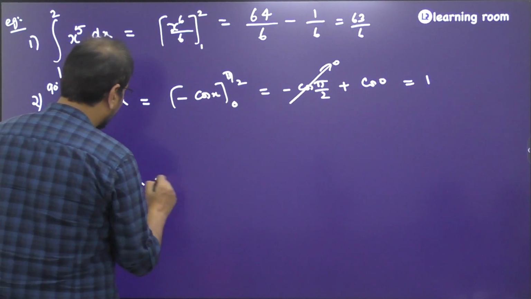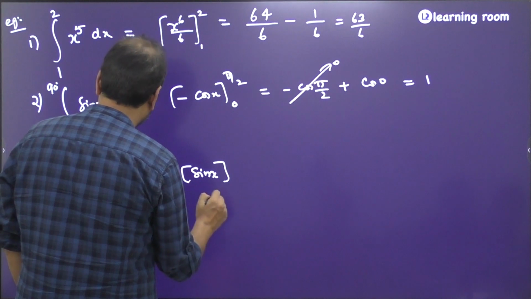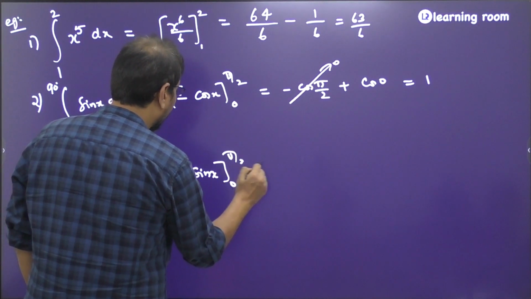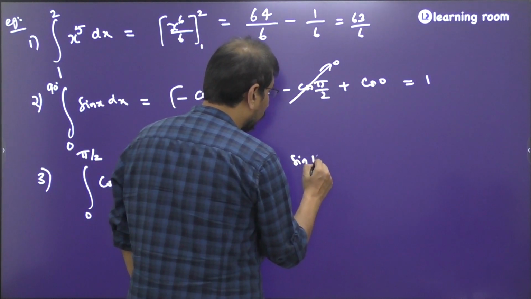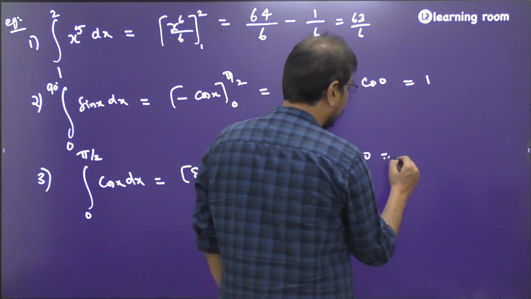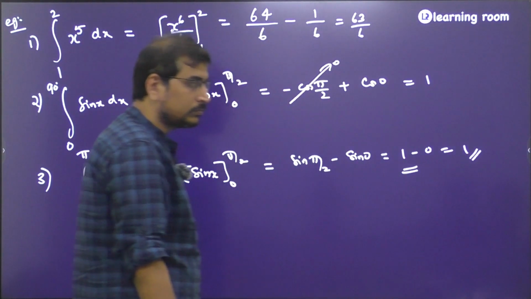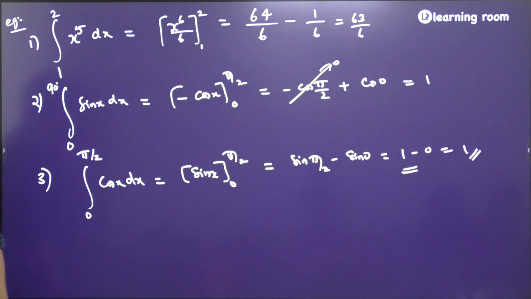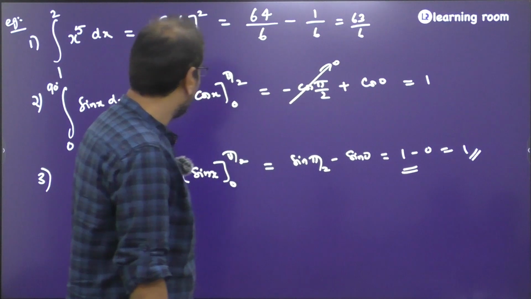The integral of cos x is going to be sin x between 0 to pi by 2. The answer is the upper limit, sin pi by 2, minus sin 0. Sin pi by 2 is 1, minus sin 0 which is 0, so the answer will be 1. That's it. So all these things are values.